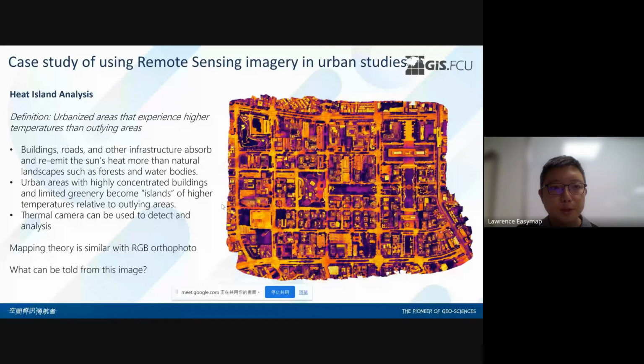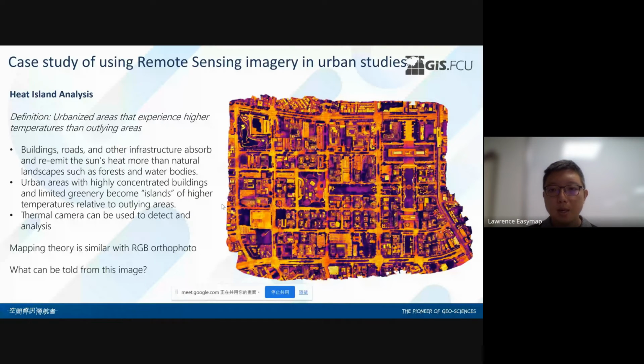Okay, so the next one is heat island analysis. Have you heard about the heat island? In Taiwan, it is one of the hot topics for urban planning. A heat island means that the urban area traps more heat than the surrounding outlying areas. Those concrete buildings, skyscrapers, roads, and other infrastructure absorb a lot of heat during the daytime. And during the nighttime, they emit it, but it is trapped inside those urban areas.